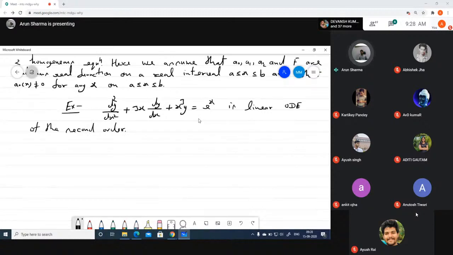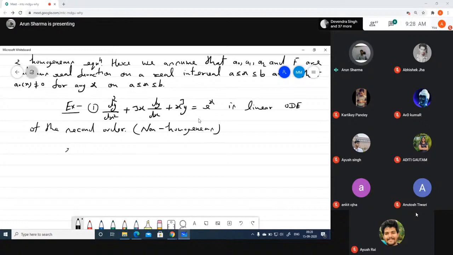Okay, and this is basically non-homogeneous also. Non-homogeneous. Why is it non-homogeneous? Because we have f(x) equal to e to the power x. Okay, so this is example 1.